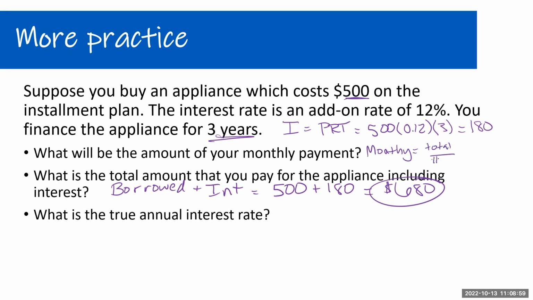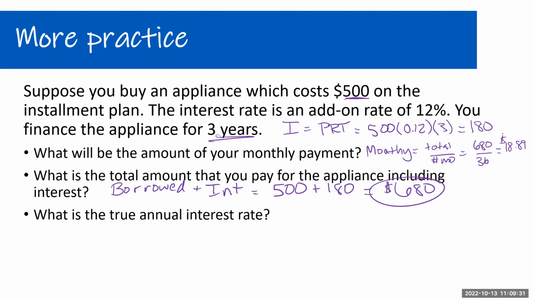Your monthly payment is going to be that total divided by how many months? So that's 680 that you're going to pay total, and you're going to divide it by 3 years, which is 36 months. And that is going to give us $18.89. So you're going to pay almost $19 every month for 3 years, for 36 months. And that's going to total up to be about $680, which is how much you're going to pay total versus that $500.